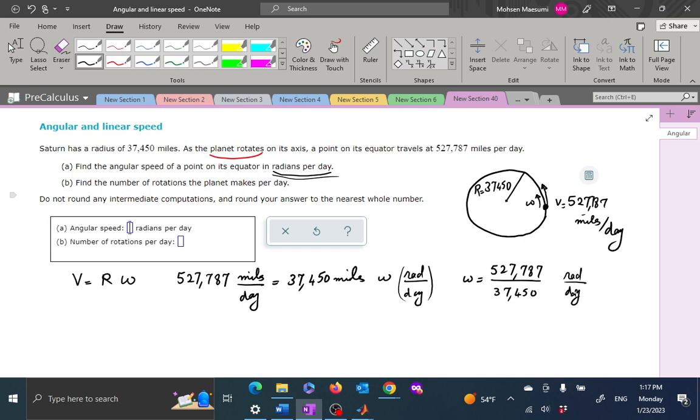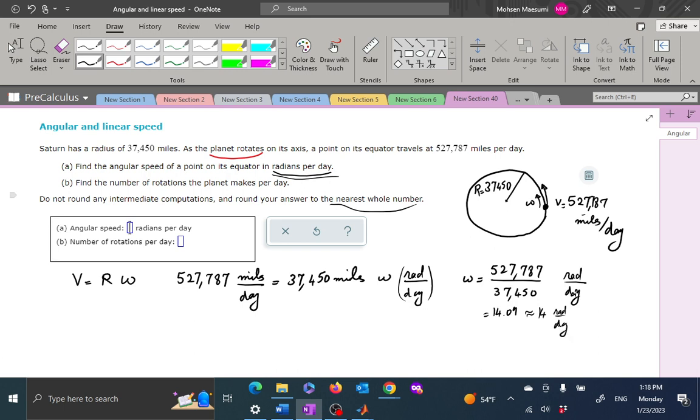So we divide these two, 527,787 divided by 37,450, and I get 14.09, and it says to the nearest whole number, well, to the nearest whole number it's just 14 radians per day.